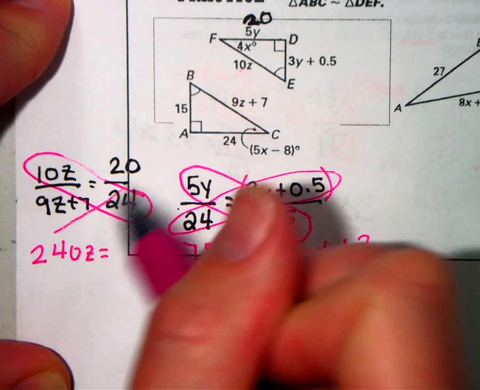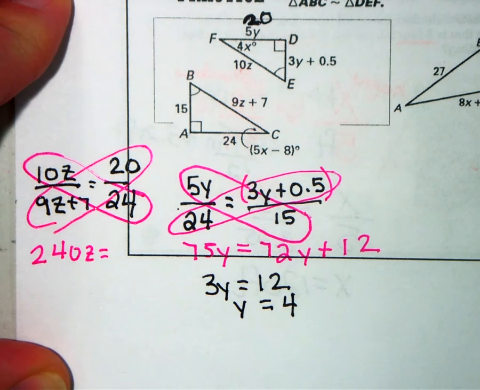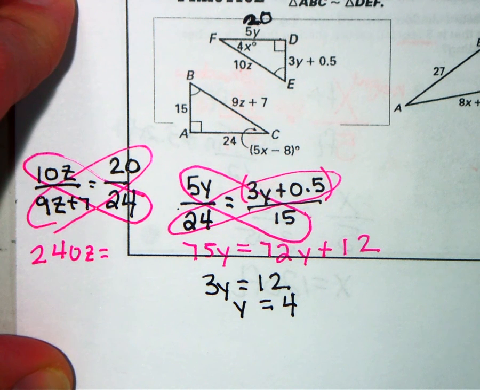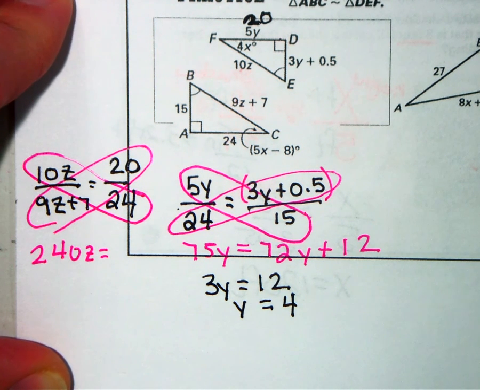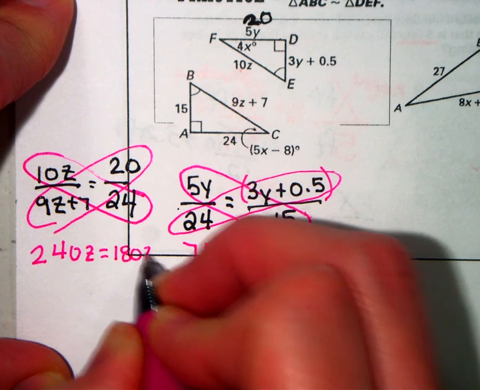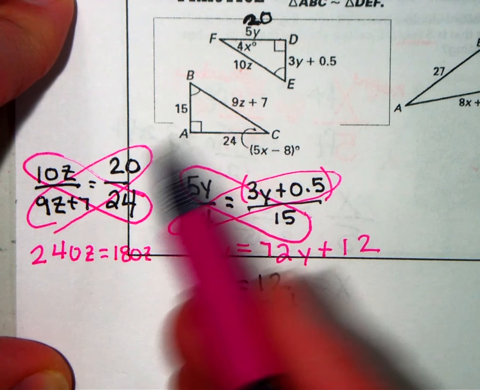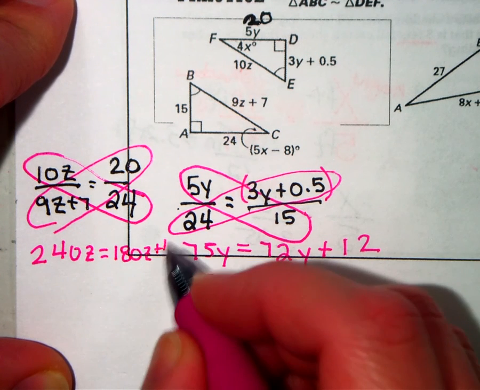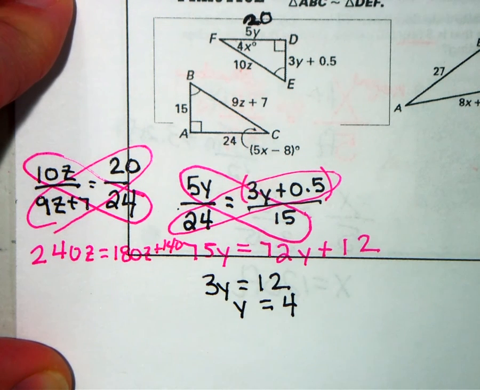And then when I go this way, you have to multiply that 20 times both parts. That's the key here. So 20 times 9 is going to be 180z. Oh, I'm running out of space. And then 20 times 7 is 140. Should have made my 240 smaller.